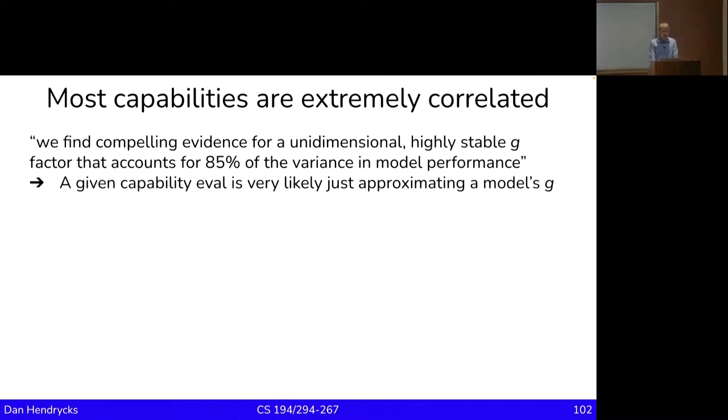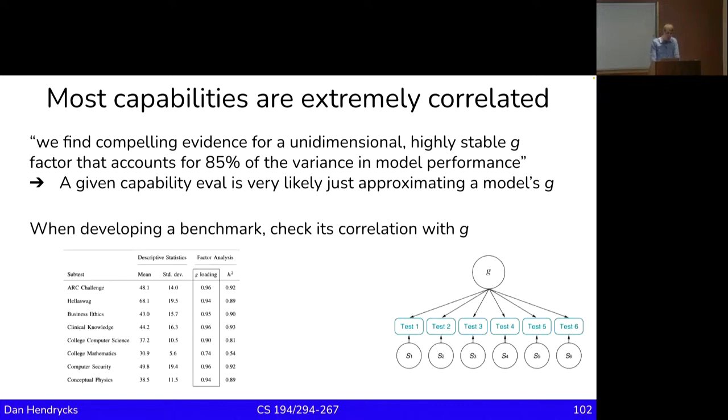In some paper unveiling the general factor, they find compelling evidence for a unidimensional, highly stable G factor that accounts for about 85% of the variance in model performance. So if you're doing a given capabilities evaluation, like if you collect a random set of questions and show it to a model, you're probably measuring something pretty correlated with its general overall capabilities. This is why MMLU basically works. Because we collected lots of different questions, and that helped us approximate this general factor fairly well. So when developing a benchmark, check its correlation with this sort of general factor.